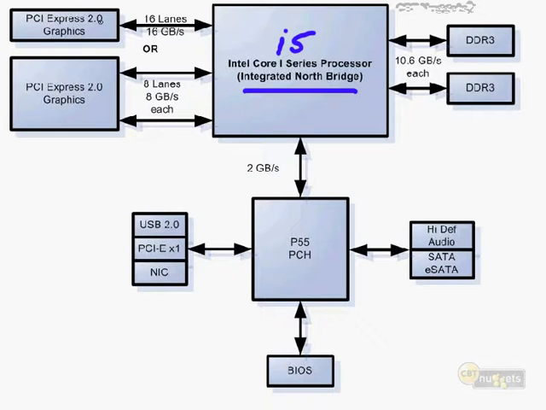And it has a direct interface to PCI Express graphics. You can use a single connection at 16 lanes at up to 16 gigabytes per second. Or you can use two 8-lane connections at 8 gigabytes per second each. So, a very, very cool way of working with your graphics there.